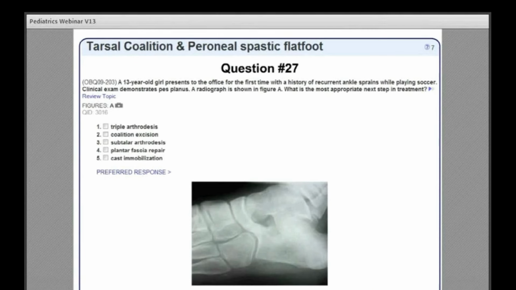Let's look at the x-ray below and see what we have first. We can see that we have an abnormal connection between the navicular and the calcaneus, as seen in the direct center of this radiograph. Classic radiograph for a calcaneo-navicular coalition. The question, however, wants you to answer what is the most appropriate treatment from the get-go?